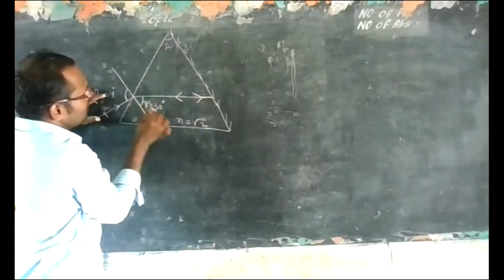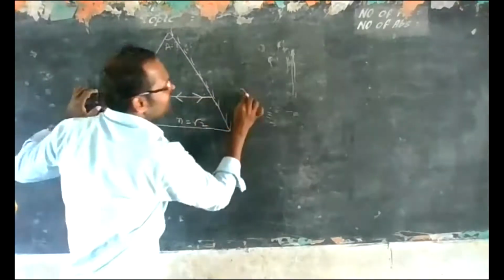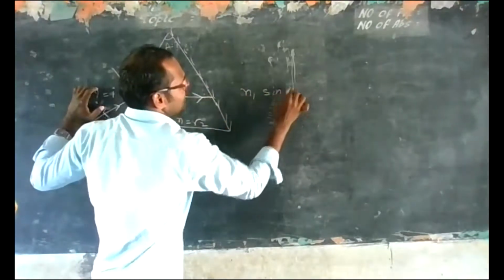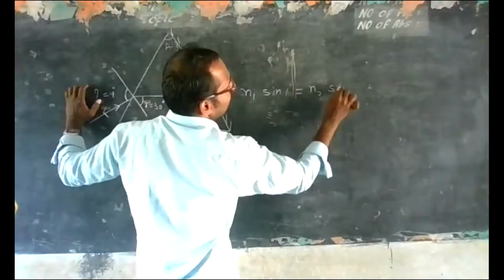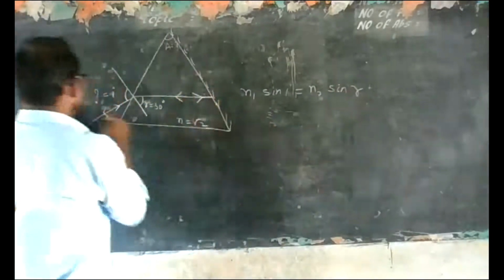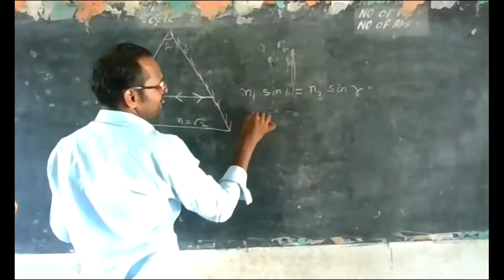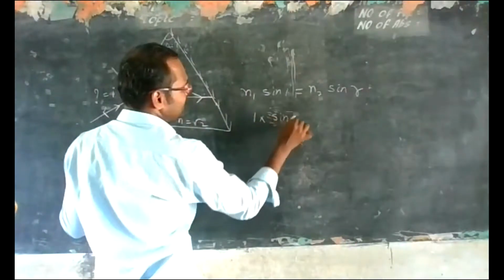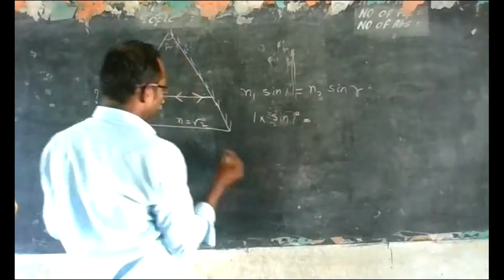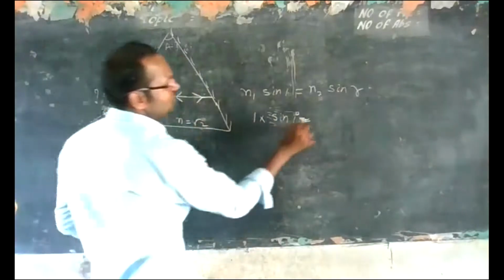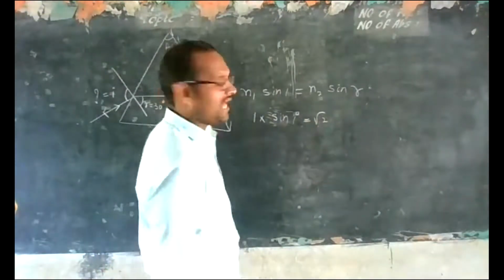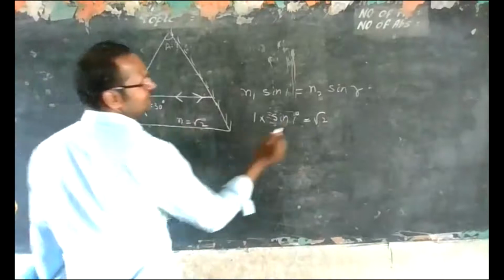We know these two. Snell's law applies: N1 sin I is equal to N2 sin R. N1 is 1, since it is coming from air. So 1 into sin I, where the I value is unknown and we need to find it, equals N2, which is given as √2, into sin R. R value is 30, so sin 30.